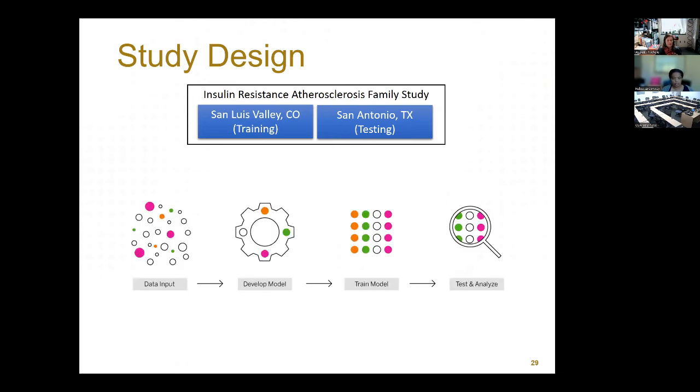So this figure really simplifies our overall study design. First, our metabolomics data from San Antonio was transformed using 3 different approaches to optimize estimation. So we used standardization to rescale the metabolite data to have a mean of 0 and a standard deviation of 1. We used the inverse normal transformation.